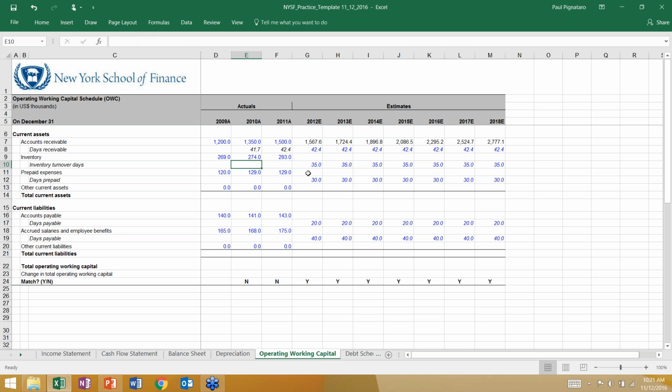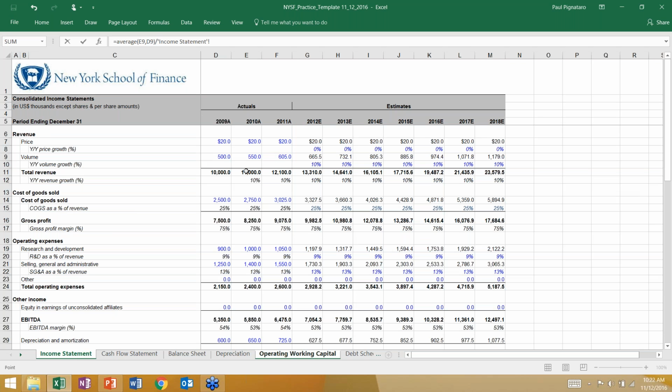Inventory. Same idea. Inventory divided by X. We'll talk about X in a second. Times 360. Accounts receivable is related to revenue. Inventory is not related to revenue. Inventory is related to cost of goods sold. So we're going to do inventory divided by cost of goods sold times 360. But we're going to remember doing the average. We're going to take the average, open parentheses, this year's inventory, comma last year's, divided by income statement, revenue, times 360.